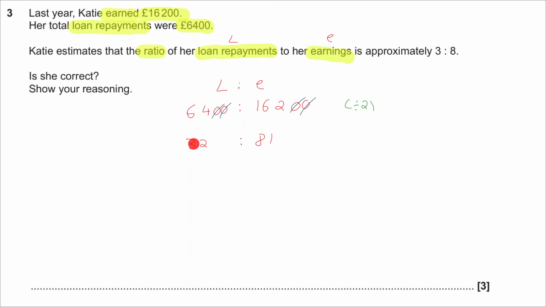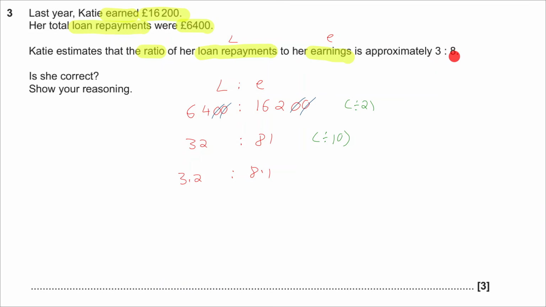Now, I can see this is going to be pretty close to this here. If I divide both of these by 10, you're going to see even more clearly, we get the ratio of 3.2 to 81 divided by 10 gives you 8.1. And you can see really clearly that 3.2 is approximately 3 and 8.1 is approximately 8.